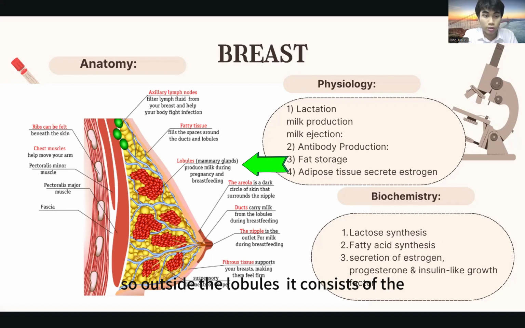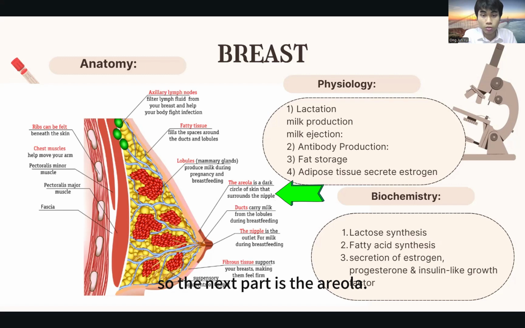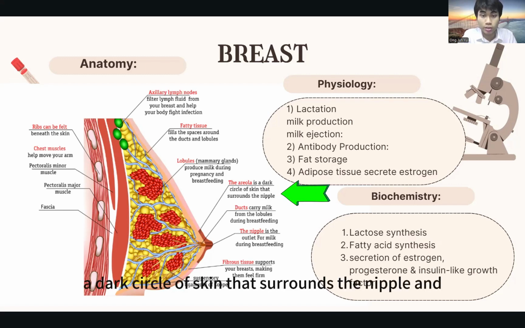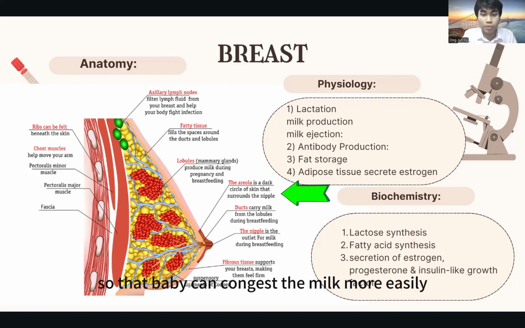Outside the lobules, there are the myoepithelial cells, whose function is to contract and pump the milk. The next part is the areola. The areola is a dark circle of skin that surrounds the nipple. After pregnancy, for a mother who just gave birth to a newborn baby, the areola will become darker so that the baby can have a clear look at the areola and can take in the milk more easily.